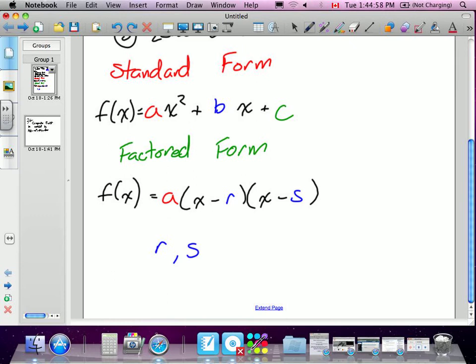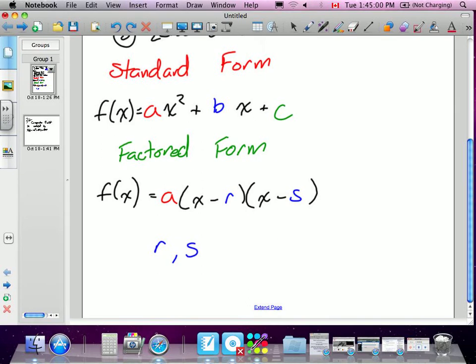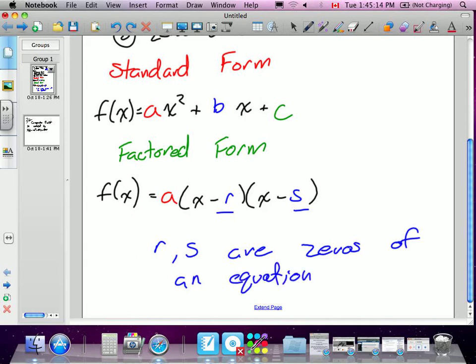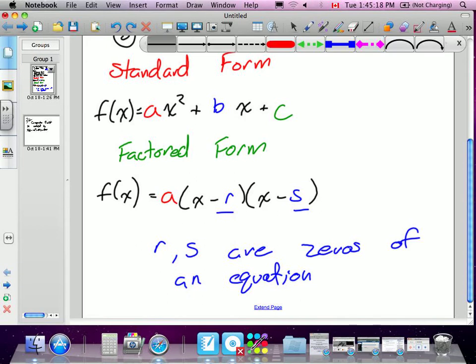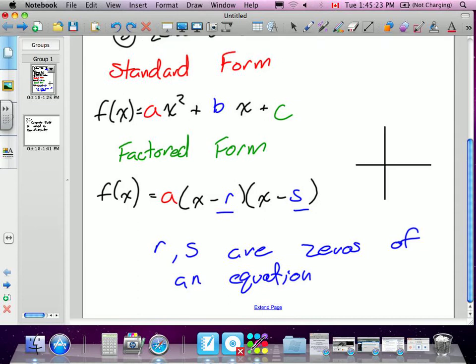Okay? So the R and S, in this instance here, are the zeros of an equation. Which means that's where the parabola crosses the x-axis. Okay? So let's say we have a parabola. We're going to do a rough sketch. X-intercepts is exactly what we're talking about.